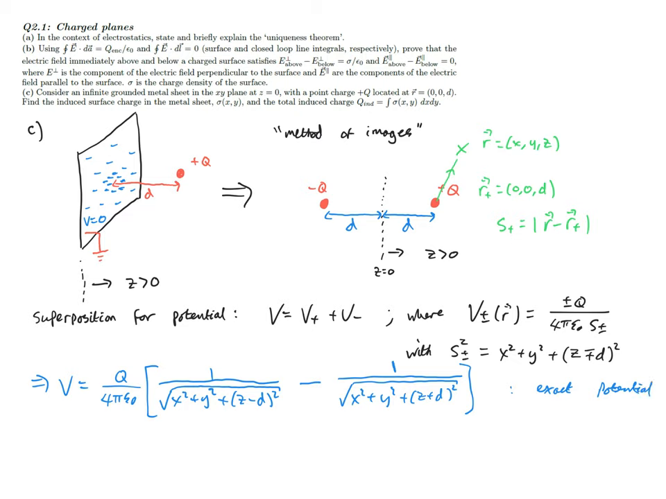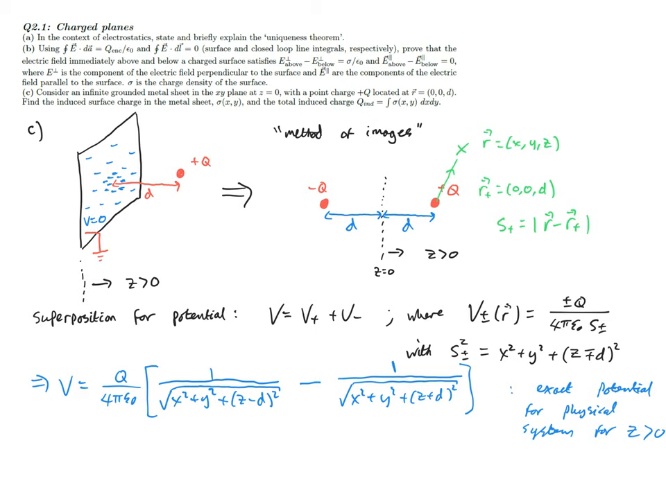And we argue by the uniqueness theorem that this is the exact potential for also the physical system, and by physical system I mean the one involving the grounded plane, for z greater than zero.